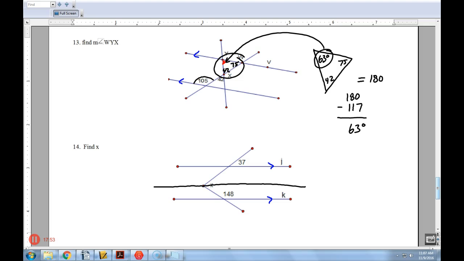So playing a linear pair game, if this is 148, its supplement is going to be 32. And now I know that this angle and this angle are alternate interiors, which makes you 32. And up above, I can play the vertical angle game and get 37. And so then I have another alternate interior. If you're 37, you're 37. And now I can just simply add those two angles up. 37 plus 32 is going to be 69 degrees, which is what x equals. There's other ways where you can extend one of those V lines out and create a triangle. I think it's a little bit messier, but definitely doable.